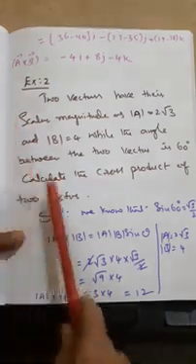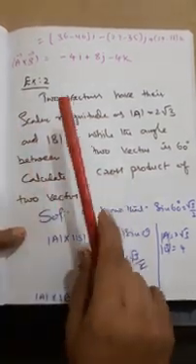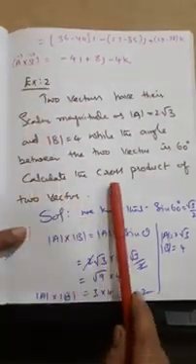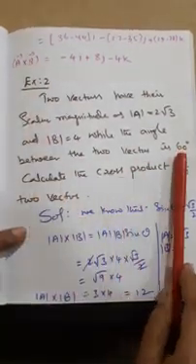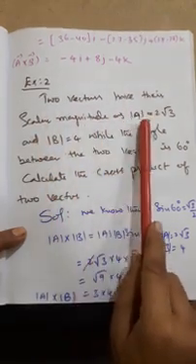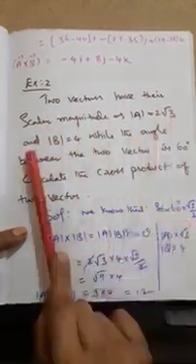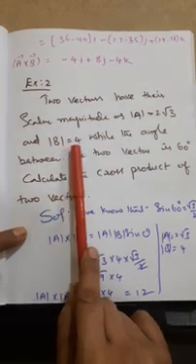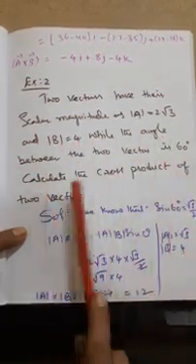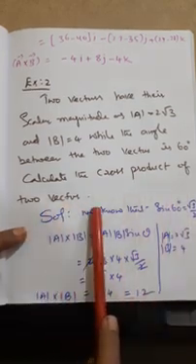Similarly, here is another example. In the previous example we had only two vectors. In this example we have the angle also. The two vectors have scalar magnitudes modulus of A equal to 2 root 3 and modulus of B equal to 4, while the angle between the two vectors is 60 degrees. Then calculate the cross product of the two vectors.